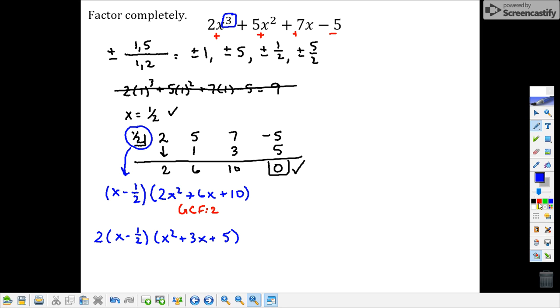One last thing: whenever I tell you to factor completely, I mean over the integers. 1/2 is not an integer, but we can fix that with this greatest common factor we found by just distributing that back in. So this would end up being 2x minus 1, and then x squared plus 3x plus 5. Oops, not 3x squared, 3x plus 5. And that would be your final answer.